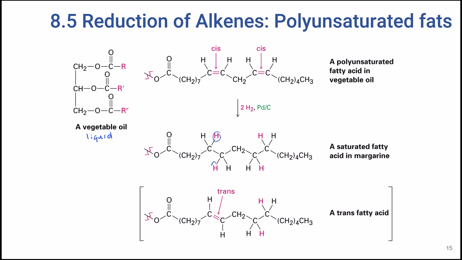So now we've added these hydrogens across here. And margarine, as you know, is solid, and it's a spreadable solid. So we take vegetable oil and reduce some of the double bonds by adding hydrogen, and that turns it into a saturated fatty acid, which is solid. And sometimes in the process, when you're doing this, this can create trans fatty acids, which are not good for us.